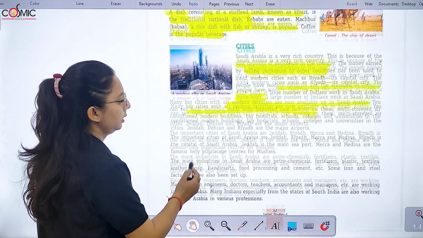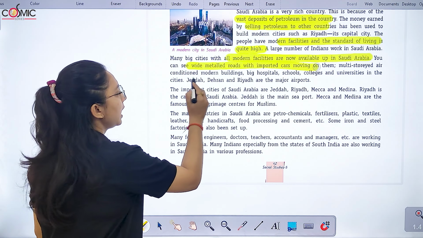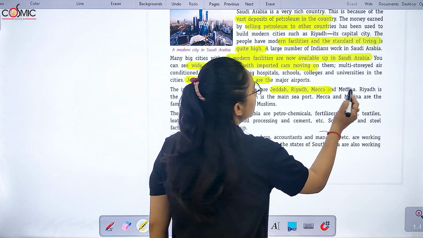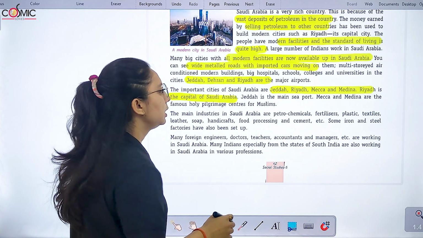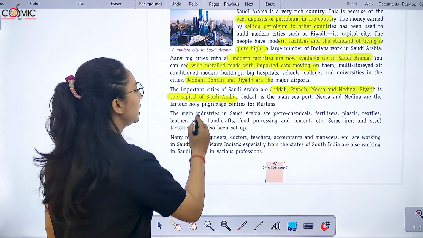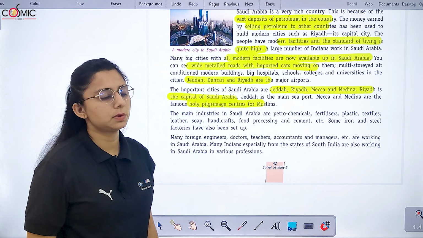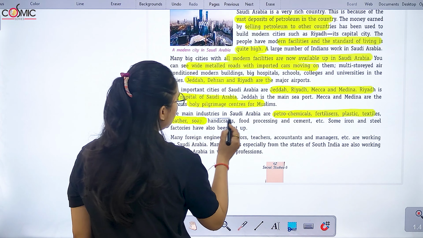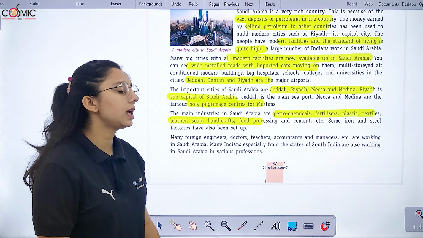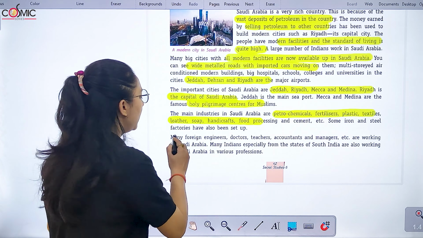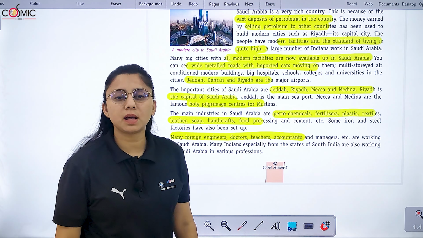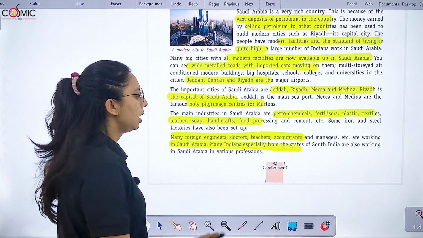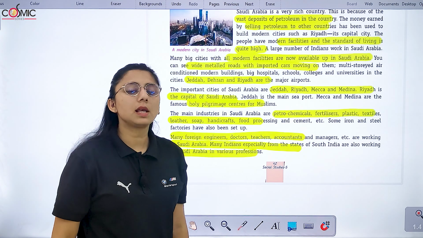If we talk about major airports, we have Jeddah, Tehran, and Riyadh. Right? The important cities are Jeddah, Riyadh, Makkah, Medina, and Riyadh is the capital of Saudi Arabia. This is the main seaport, and Makkah and Medina are holy pilgrimage centers for Muslims. The main industries are petrochemical, fertilizer, plastic, textile, leather, soap, handicraft, food processing and cement. Iron and steel is also there. Many foreign engineers, doctors, teachers, accountants and managers are working in Saudi Arabia. Many Indians, especially from the states of South India, are also working in Saudi Arabia in various professions.